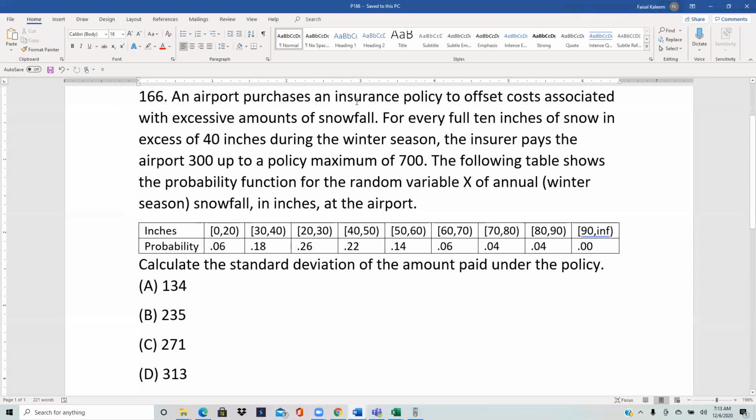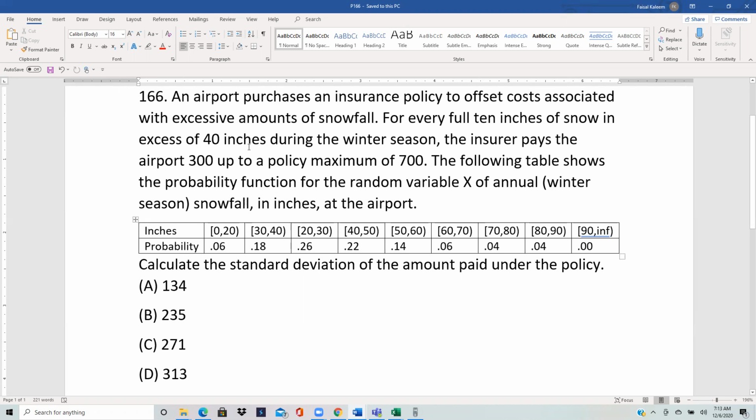An airport purchases an insurance policy to offset costs associated with snowfall. For every full 10 inches of snow in excess of 40 inches, the insurer pays the airport 300, up to a policy maximum of 700. The following table shows the probability function for random variable x of annual snowfall in inches. Calculate the standard deviation of the amount paid under the policy.